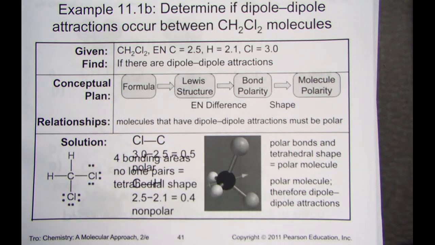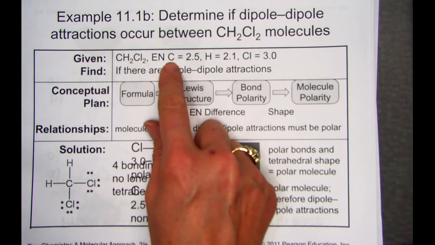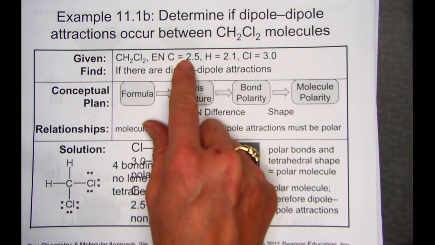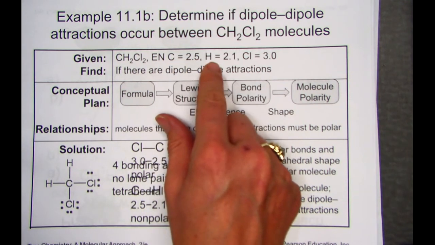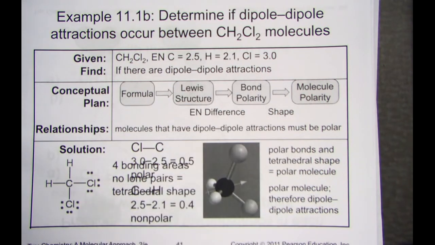To determine if dipole-dipole attractions occur between CH2Cl2 molecules, I really just decide, is this a polar molecule? We started by finding the electronegativity value for carbon, 2.5. Each hydrogen was 2.1. Each chlorine, 3.0. We're trying to find if there are dipole-dipole attractions. We're trying to find if the bond would be polar.